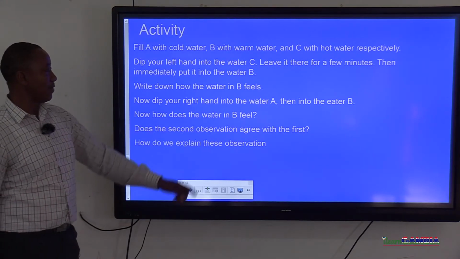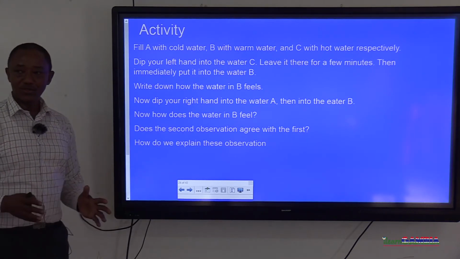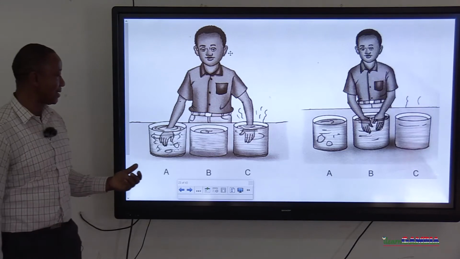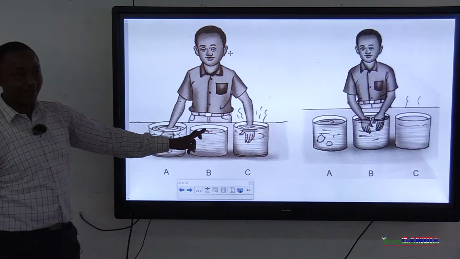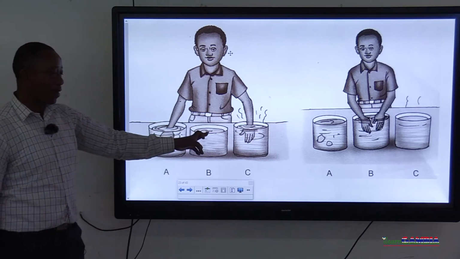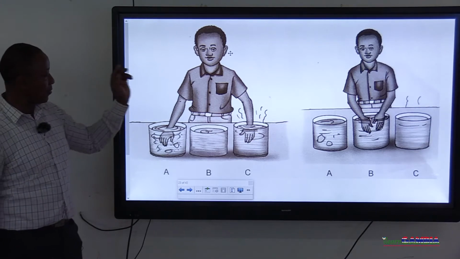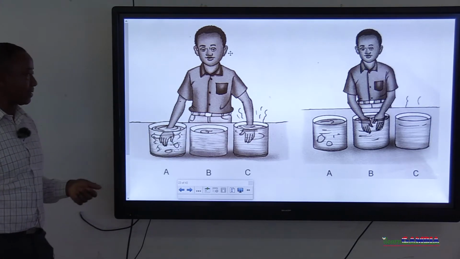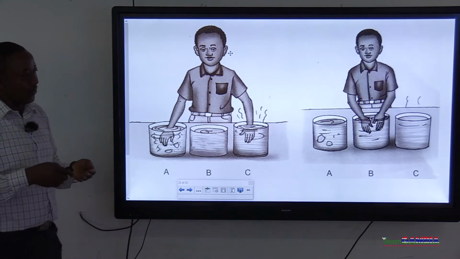Does the second observation agree with the first? How do we explain this observation? Because looking at it, it's a bit interesting. From hot water, when you place your hand in the warm water, you should be able to feel warm. But is that really what you feel? And from the cold water, you go to warm water. You're moving from cold to warm. Is that what you really felt? But when you do it, the two together, what do you feel?